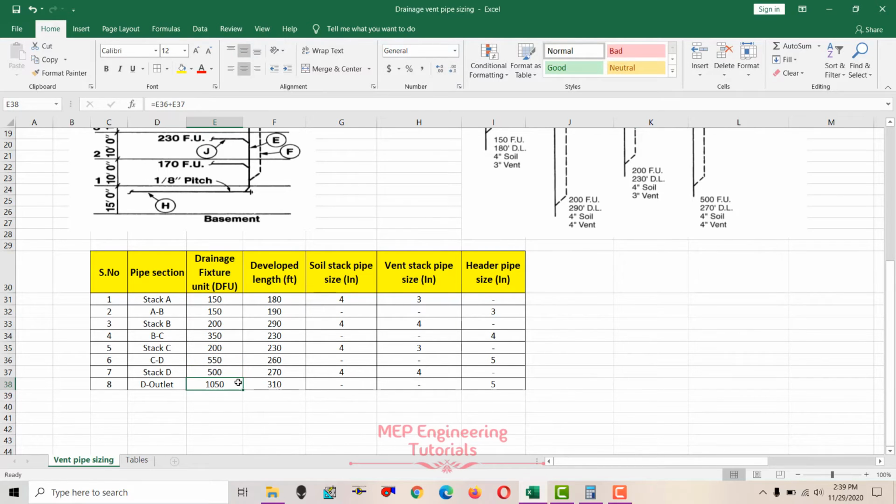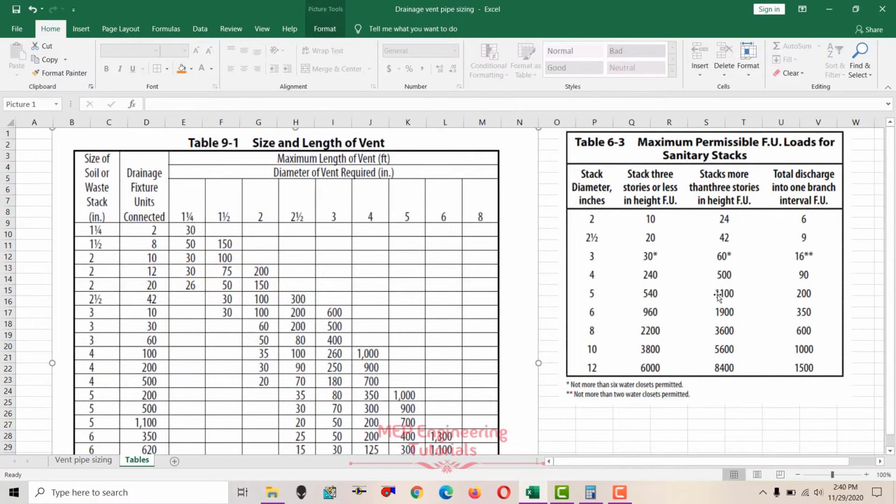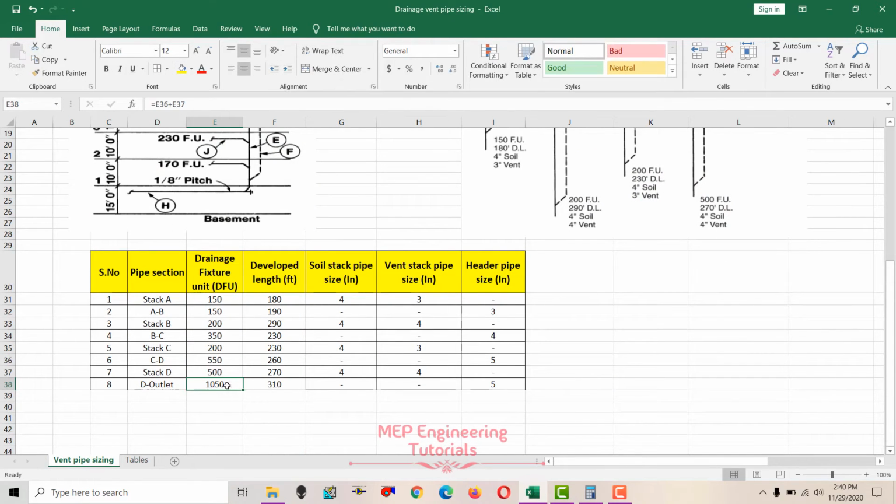So we know the developed length and the drainage fixture units, so we can calculate the vent header pipe size. First check the soil stack pipe size, how much it would be for 1050 fixture units using table 6-3. So 1050 fixture units is in between 500 and 1100. So this value 1100 we will take. So soil stack pipe size will be 5 inches. So 5 inches with 1050 drainage fixture units and 310 developed length. Let's check the vent header pipe size.